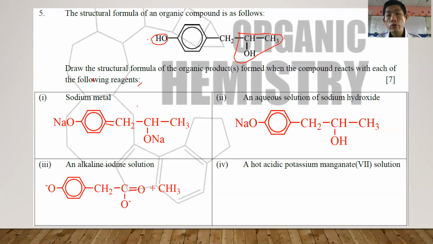Number 4, hot acidified potassium manganate. No matter how long your hydrocarbon is, at the end of the day you form carboxylic acid in here. So this is claimed as the major product of the reaction.